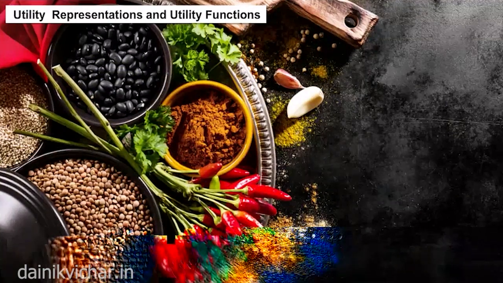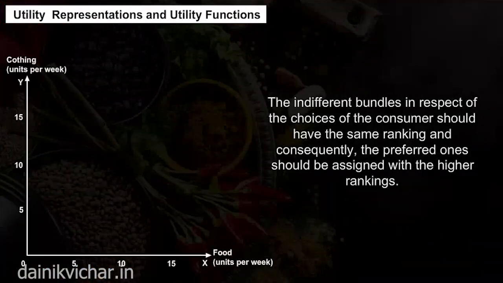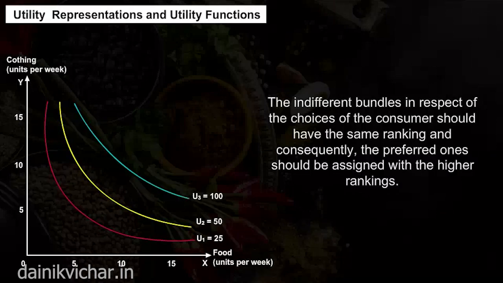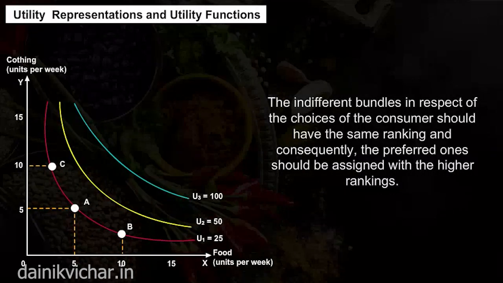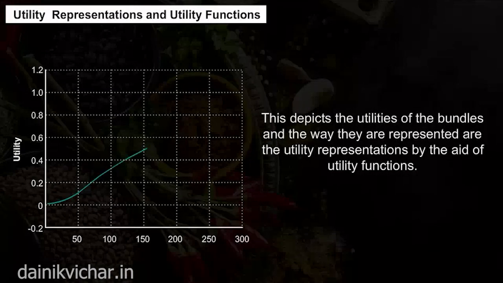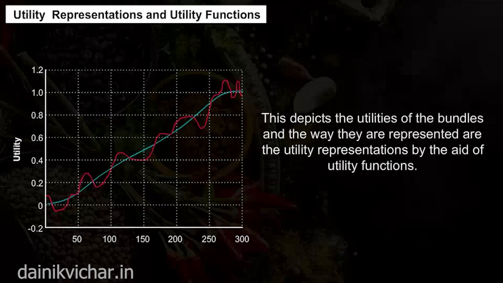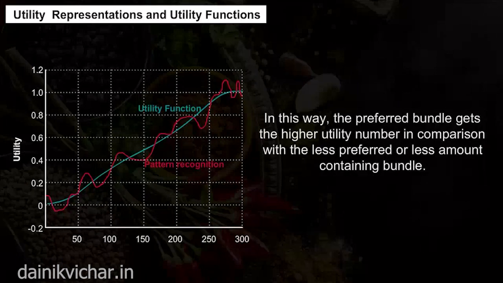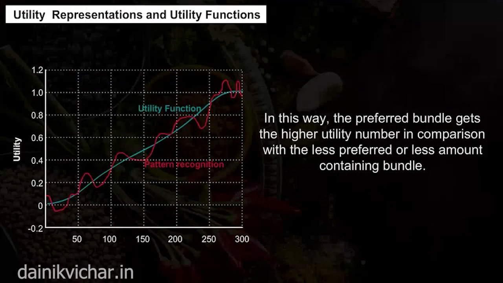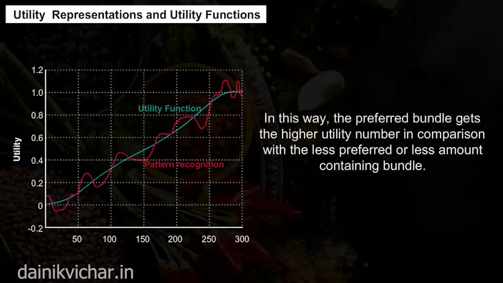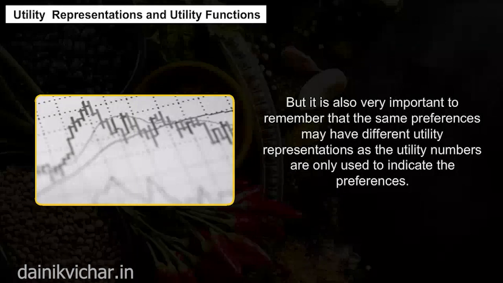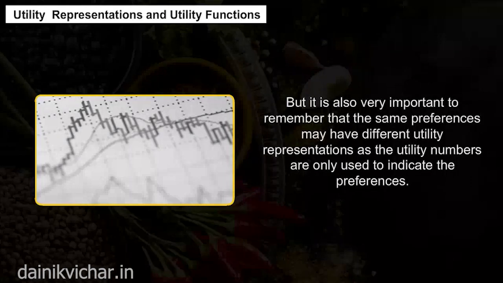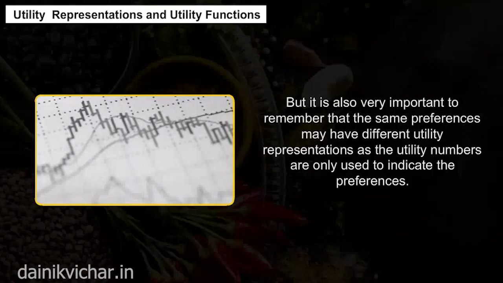Utility representations and utility functions. The indifferent bundles in respect of the choices of the consumer should have the same ranking, and consequently, the preferred ones should be assigned higher rankings. This depicts the utilities of the bundles, and the way they are represented is the utility representation by the aid of utility functions. In this way, the preferred bundle gets a higher utility number in comparison with the less preferred or smaller bundle. But it is also very important to remember that the same preferences may have different utility representations, as the utility numbers are only used to indicate the preferences.